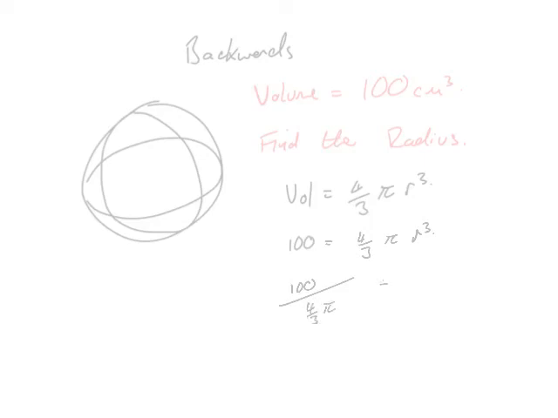We divide by this horrible thing at the start, 4 over 3 pi. We divide by that and it becomes the denominator. And if we cube root everything, we have made r the subject. r is on its own. We cube root that big horrible fraction. And if you make your calculator look like that big horrible cube root, you will get 2.88 centimeters to 2 decimal places.